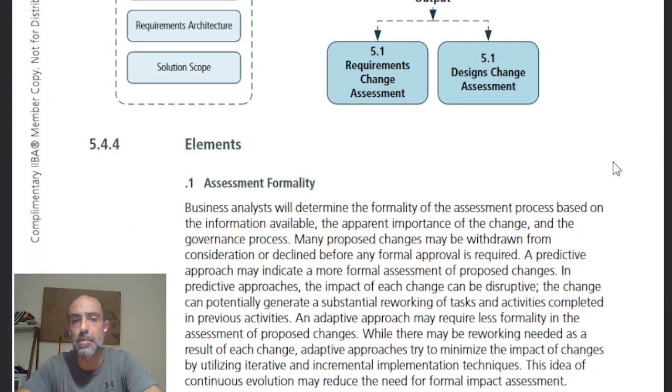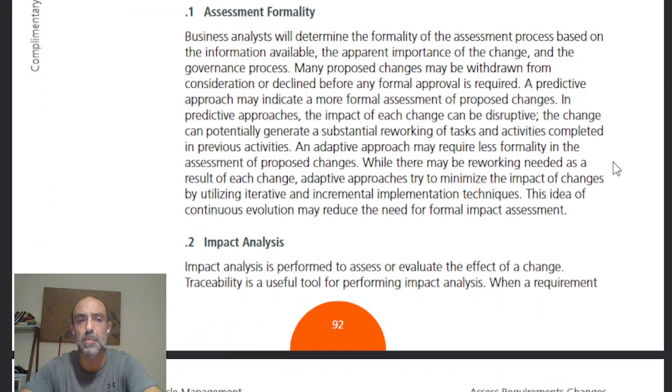And the output is a requirements change assessment and a designs change assessment. What are the elements? Assessment formality.